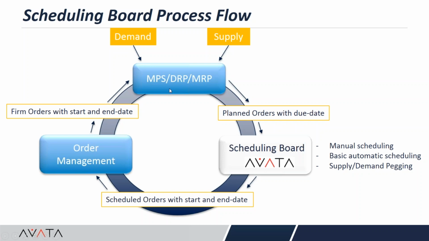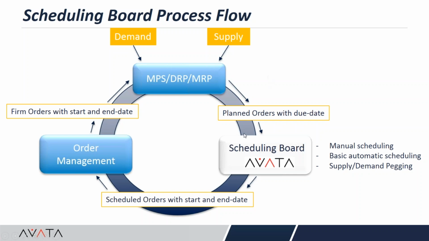This will generate orders for you. Those orders will need a start and an end date. Out of your MRP calculation, you will get a due date. It will tell you by when and which quantity, on which resources you will need your inventory.